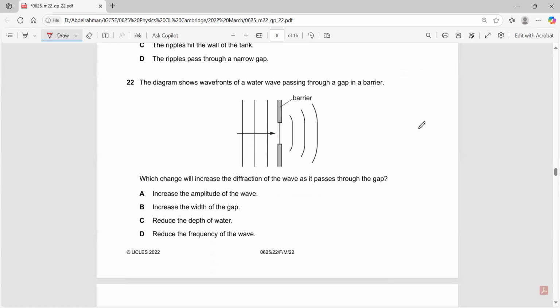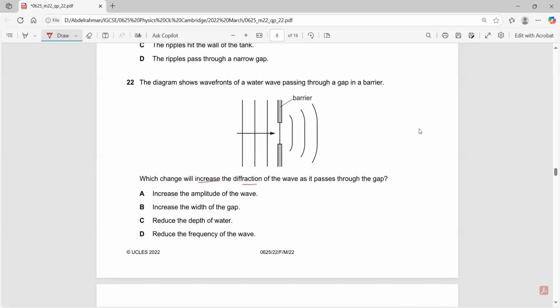The diagram shows wavefronts of a water wave passing through a gap in a barrier. Which change will increase the diffraction of the wave as it passes through the gap? You want to increase the diffraction. What should you do to the width of the gap? You should decrease the width of the gap. What should you do to the wavelength? You should increase the wavelength.